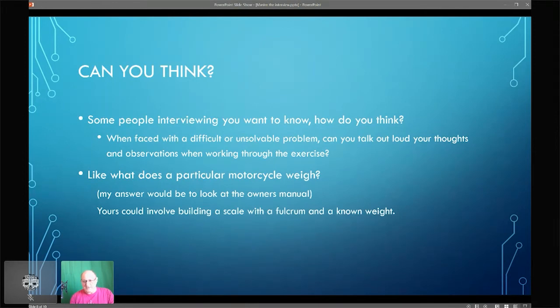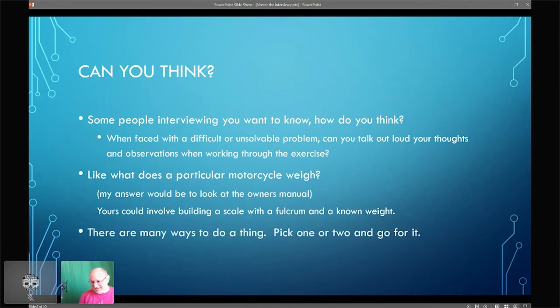But once again, the only wrong answer there is, like in WarGames, the only winning move is not to play. You should want to play these games. There are many ways to do a thing. Pick one or two, go for it. Even if you come up with multiple ways of doing it, give them all out there, because people want to know that you can think through issues. We're going to find unknowable problems and things we have to learn on the fly, and you've got to be able to engage with that.